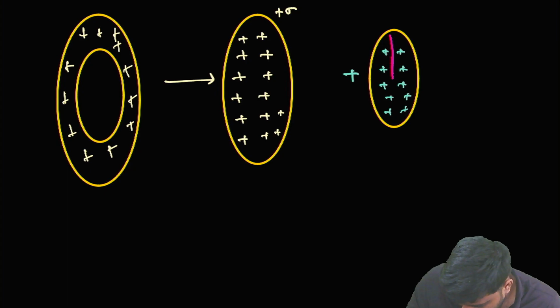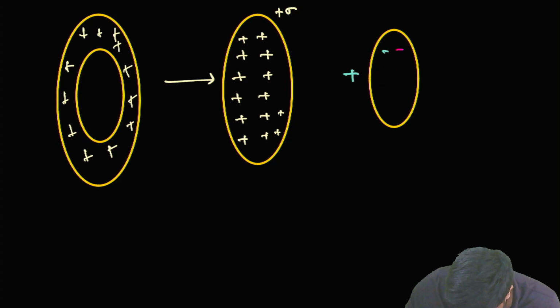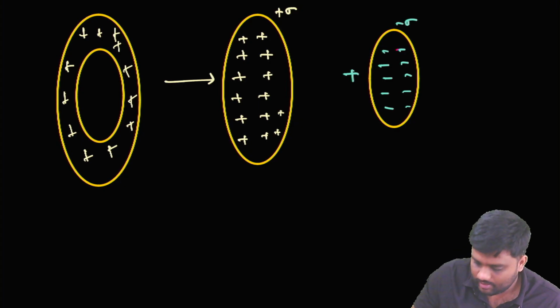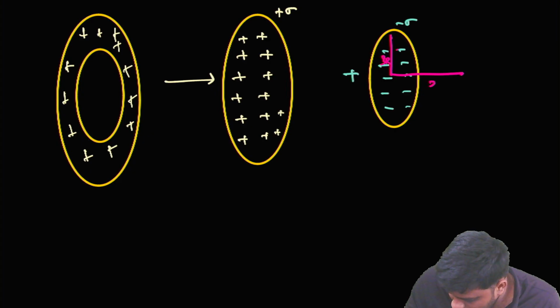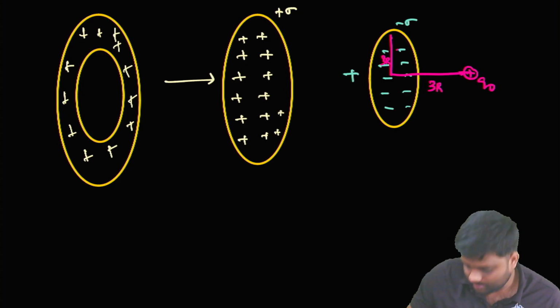This is 3R. This is also given as 3R. Oh, it is not positive, that one is negative. Along with the big disk we are adding a small disk of negative charge. I'll say this is negative sigma. So here it is 3R. Here also, at a distance 3R, they kept a positive Q0 charge.